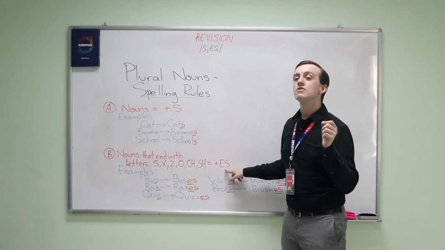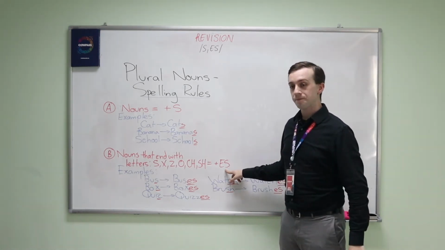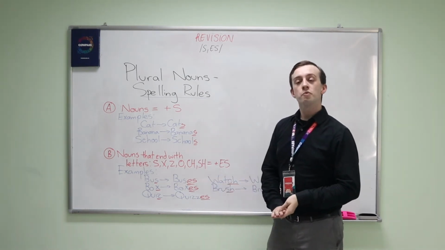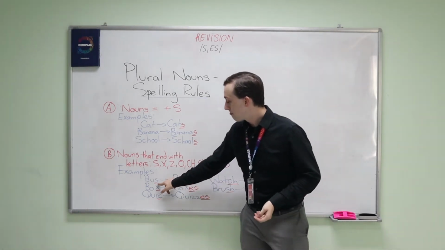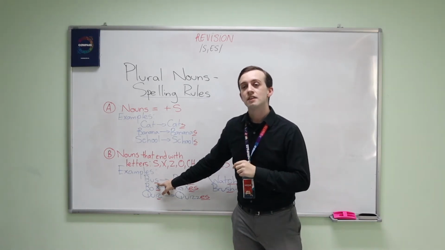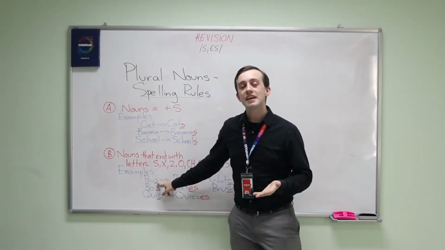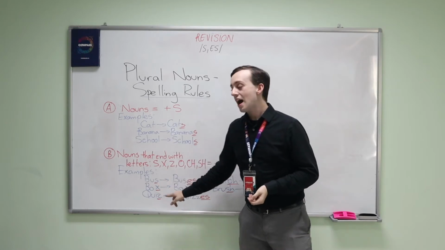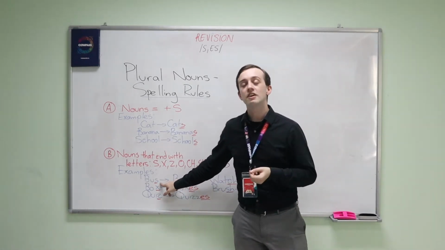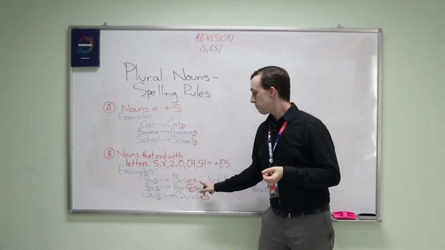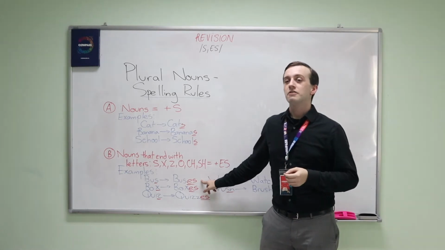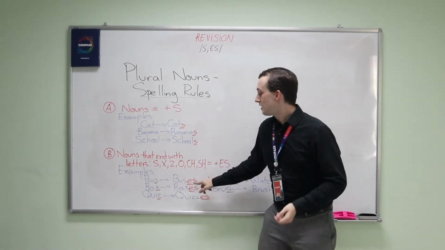With some words, words that end in letters S, X, Z, O, CH, and SH, we add ES to the end of the word. Here are some examples. Number one is bus. You see, it ends in letter S. So, to make it plural, we add ES. So, the singular is bus. The plural is buses.